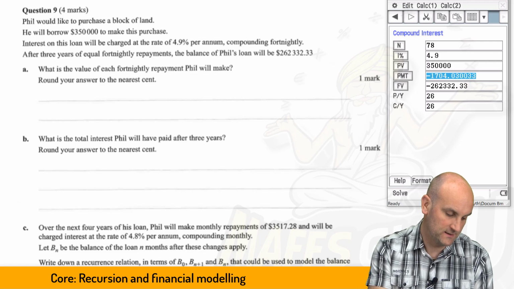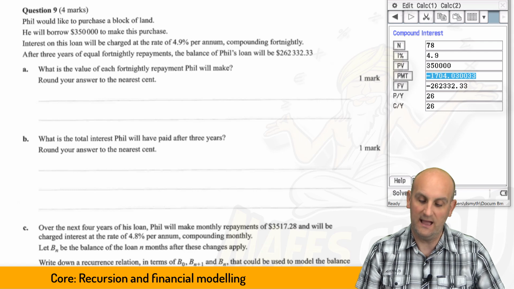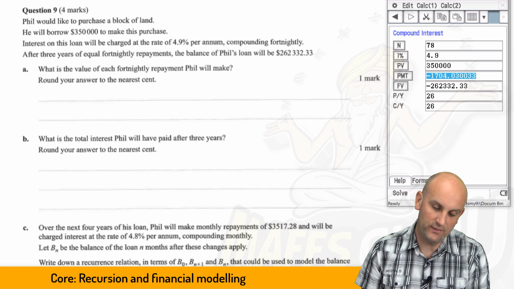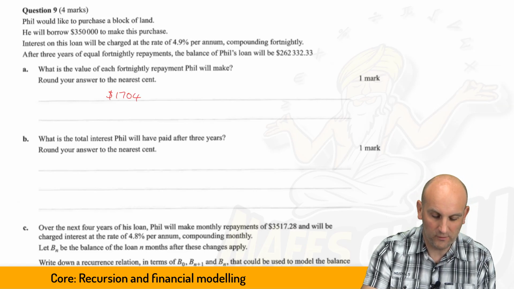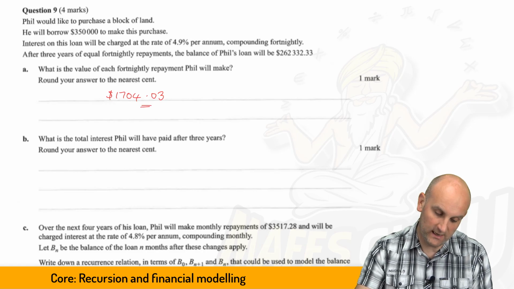So when I hit payment, out comes the spectacular value of $1,704.03. What does it say? It wants it to the nearest cent, so $1,704.03 is his fortnightly repayment.